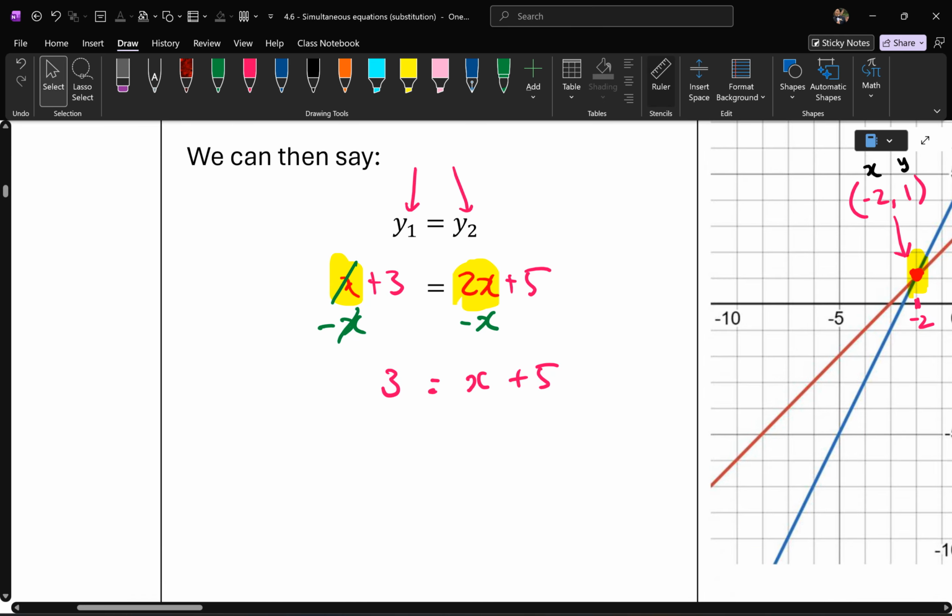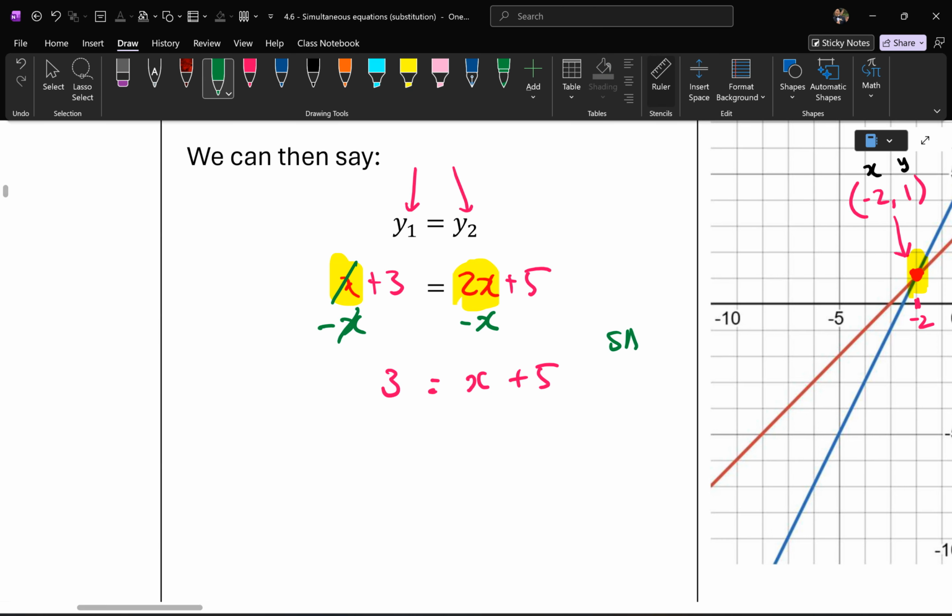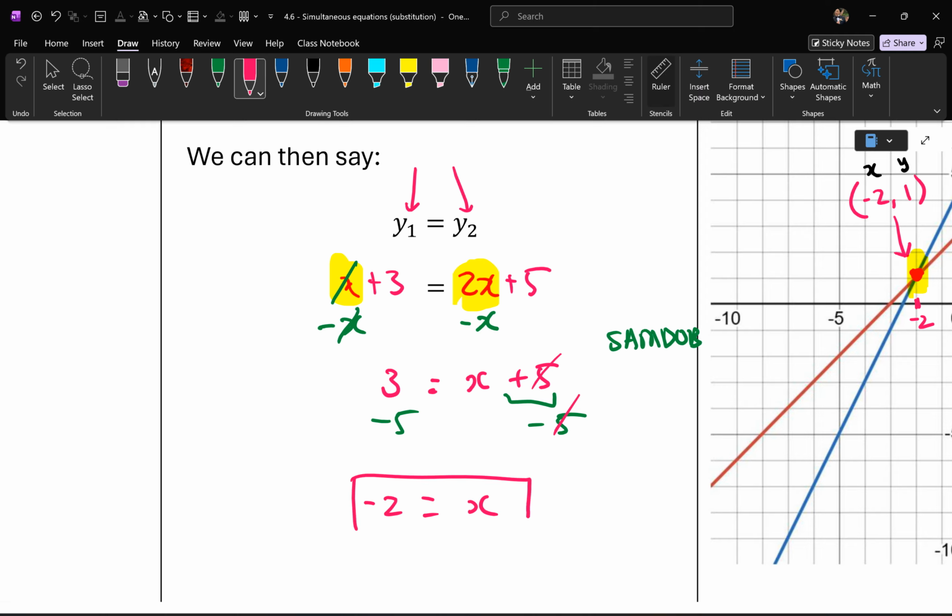And then from here, this is what you were doing with Sam Dobb the whole time. Sam Dobb that I was trying to teach you. Get rid of subtraction addition first. There is no multiplication division. I only got that plus 5. That's the plus 5 I want to get rid of. And opposite of plus 5 we know is minus 5. Whatever you do to one side, you do to the other side. Plus 5 take away 5 cancels out. I now have x left over. And 3 take away 5 is negative 2.